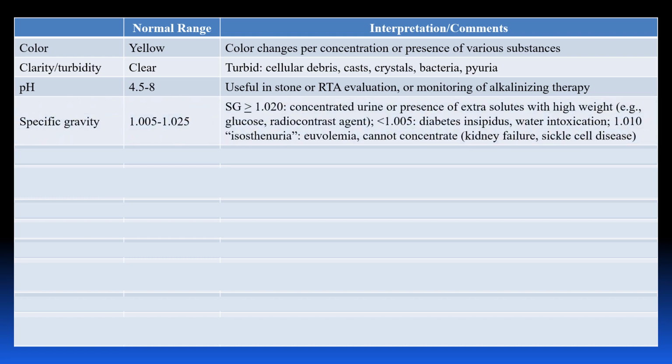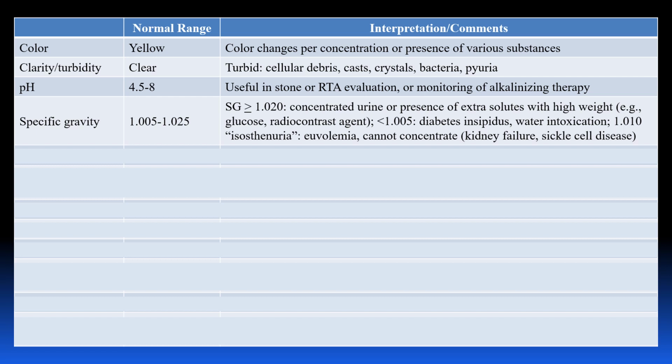Specific gravity. Specific gravity of 1.020 or greater indicates a concentrated urine or presence of high amount of heavy solutes, such as glucose or radiocontrast agent. Low specific gravity may suggest diabetes insipidus or water intoxication.